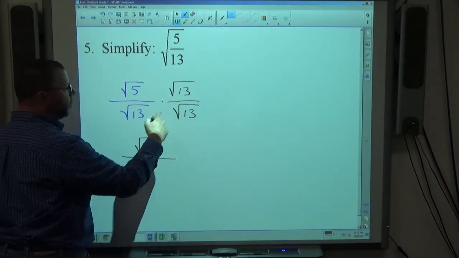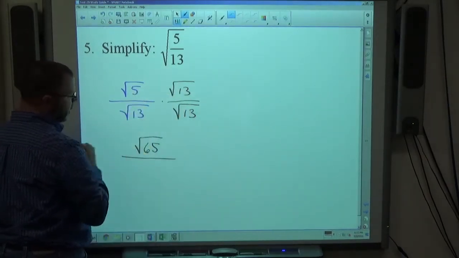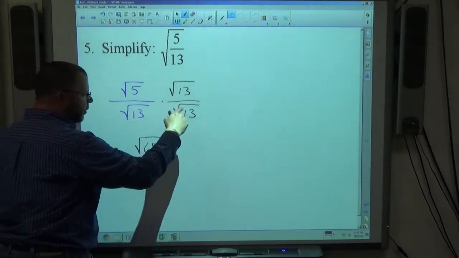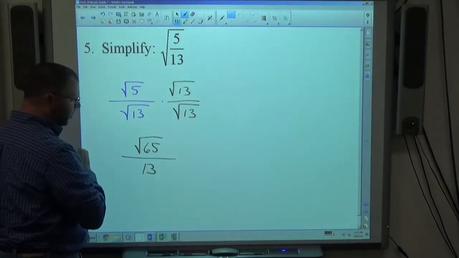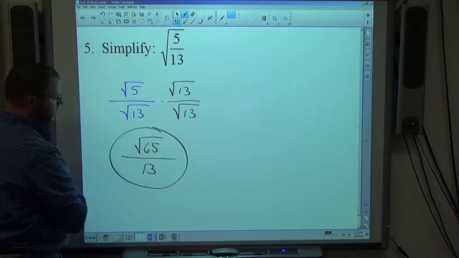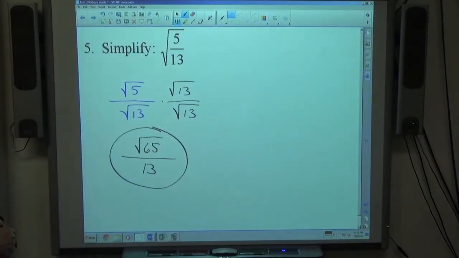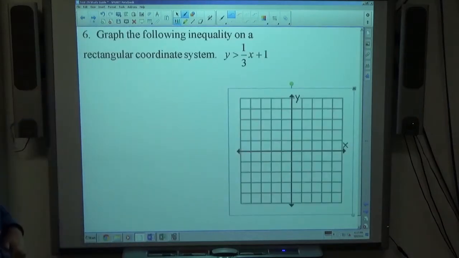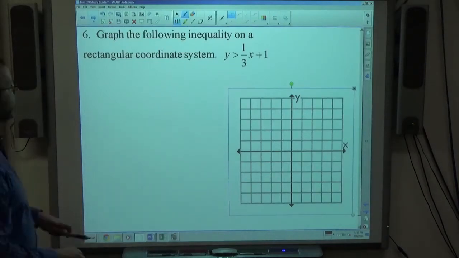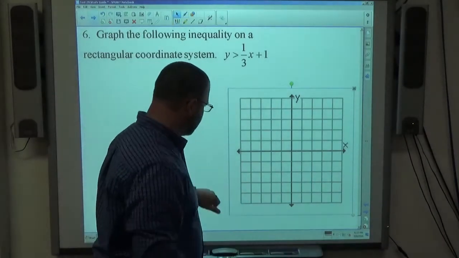So on top, I multiply one thing times one thing, but they're both inside radicals. So inside a square root symbol, I just multiply 13 times 5, I get 65. And then square root of 13 times itself is just 13. The end. That's as much as we can do to that. That's the correct answer.